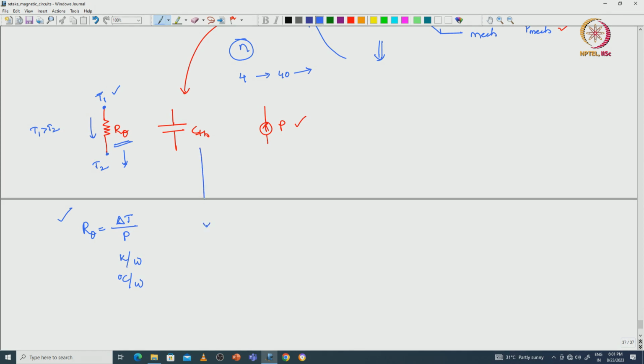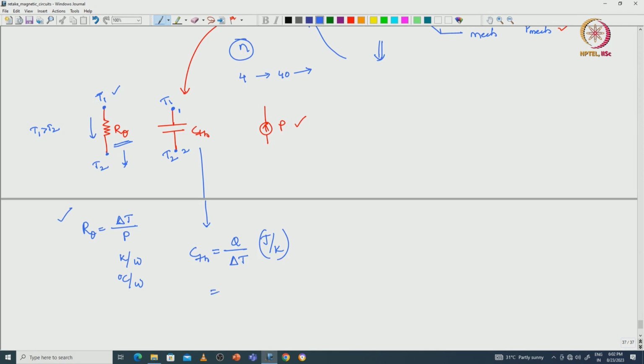And thermal capacitance is similar to the electrical capacitor, though I am not considering any analogy. It is a storing type of element, and it stores the heat energy with respect to the two different thermal nodes; this is node 1 and this is node 2. The temperature at node 1 is T1, the temperature at node 2 is T2. With respect to the difference in temperature of these two nodes, it will store the heat energy as per the material type. Cth is equal to heat energy with respect to the change in temperature, and the units are joules per Kelvin.